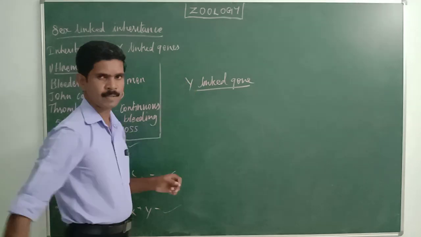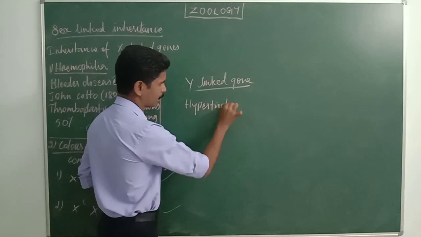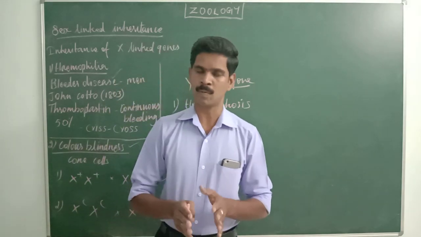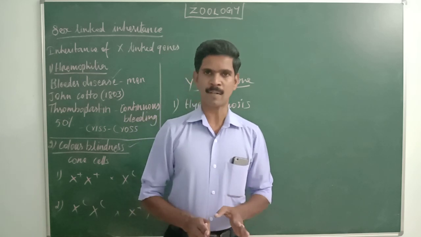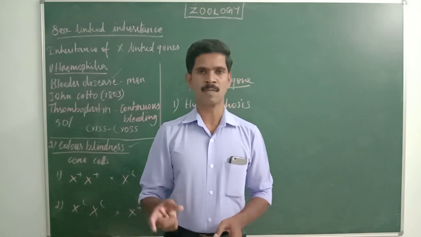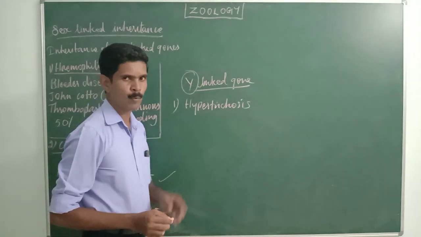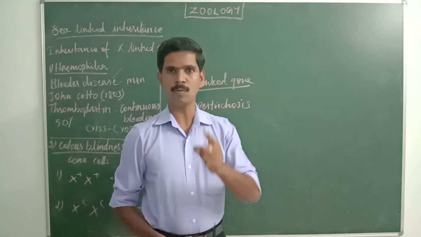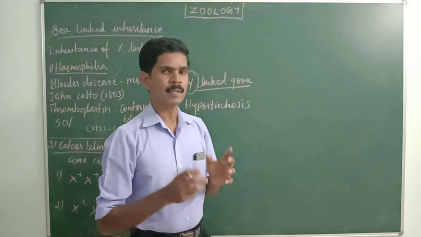Y-linked genes: hypertrichosis. Hypertrichosis is the one and only example explained in your book. Here, hypertrichosis means this disease transfers from father to son, only from male to male. It will not transfer from female to female because it is a Y-linked disease. Y is the sex chromosome, only in males. So this disease is transferred from the father to son.